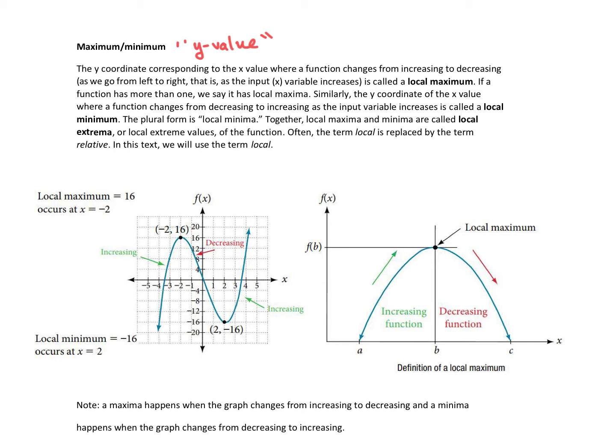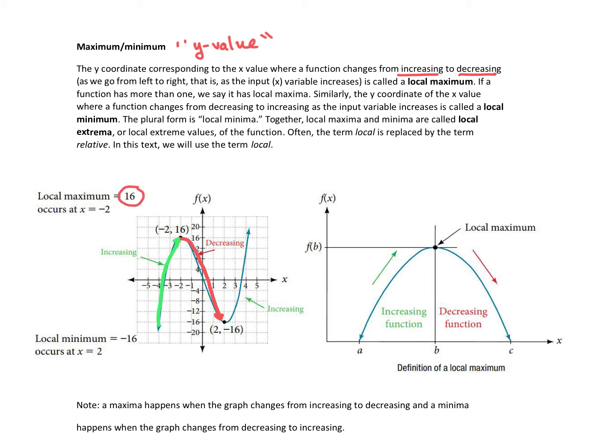If the function changes from increasing to decreasing, as we go left to right, the way that we read our graph, then it's called a local max. So you can see down here on this example, we increase to this point, and then we decrease after that. And our y-coordinate of that point is 16. So we have a local maximum of 16, and it occurs at x equals -2. But the maximum is the y value.